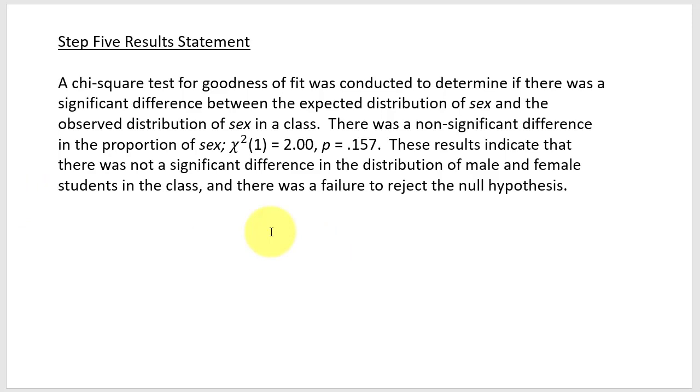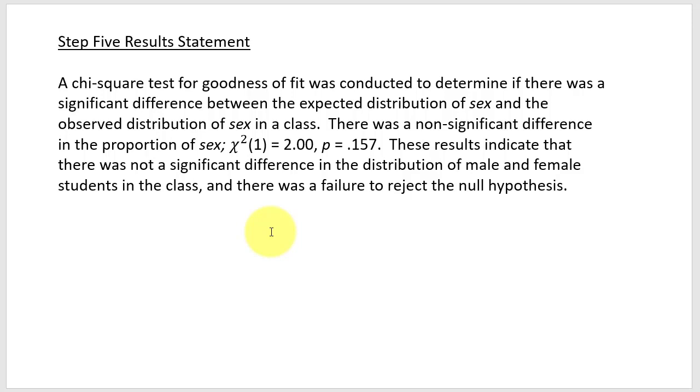When we create a result statement, we do it by indicating a few things that are consistent with how we have been doing result statements. So we talk about the purpose of the test, the statistical outcome, and then the result sentence. So the result statement looks like this. A chi-squared test for goodness of fit was conducted to determine if there was a significant difference between the expected distribution of sex and the observed distribution of sex in the class. There was a non-significant difference in the proportion of sex.